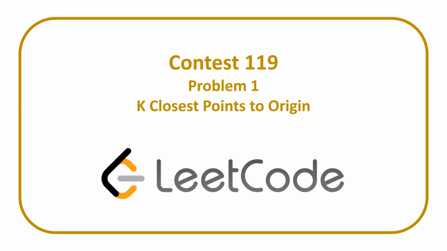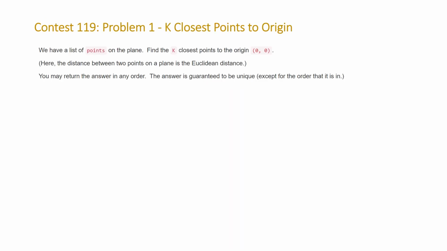In today's video, we will be quickly covering the first problem from the LeetCode contest number 119 entitled K Closest Points to Origin. The problem states we have a list of points on the plane. Find the K closest points to the origin. And in this problem, it states that this is Euclidean distance, which is what we would expect by default, and that you may return the number of points in any order that you want.